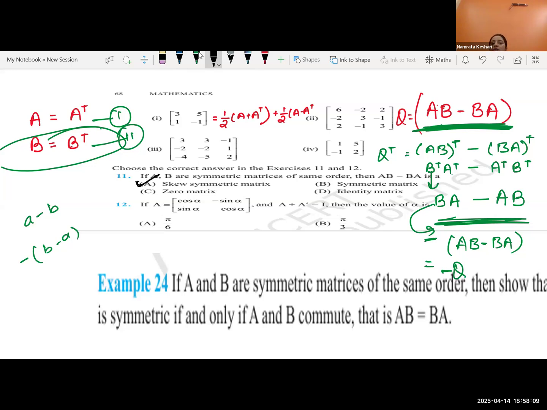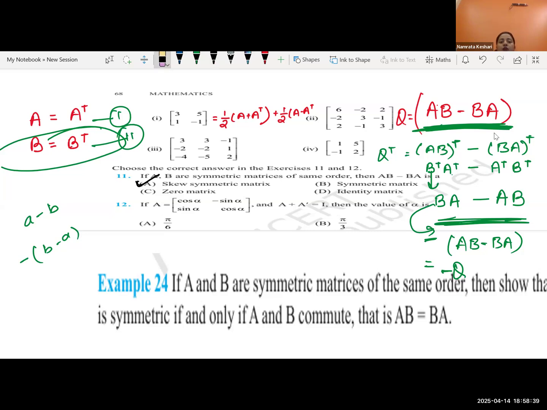When we have a matrix A which is symmetric, we have written that condition, and likewise for a matrix B which is symmetric, whatever we understand from symmetric. Now here we had to prove whether AB minus BA is symmetric or skew symmetric. We thought we would first do the transpose, then only we will be able to see whether we get the same thing or the negative. So we ended up getting negative.